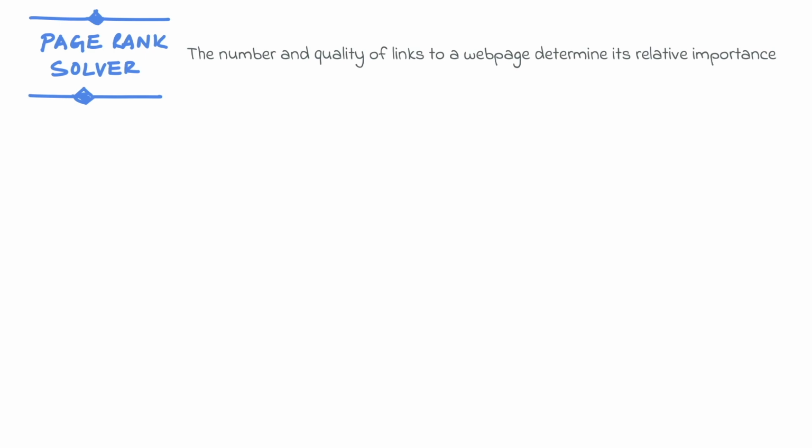The basic principle behind the PageRank algorithm can be summarized as follows. The number and quality of links to a particular web page determine its relative importance. Let's explore this with an illustrative example.